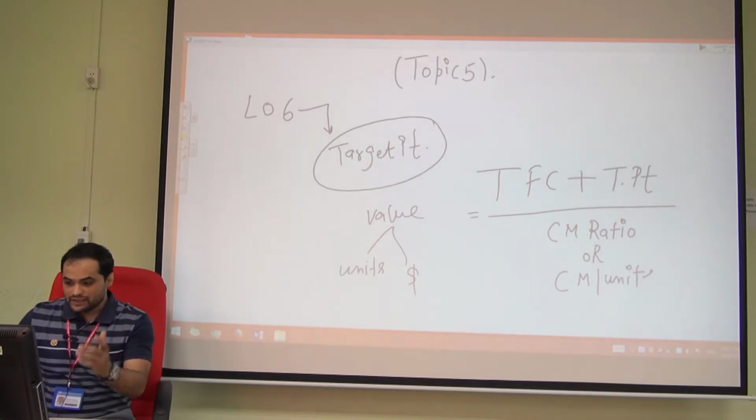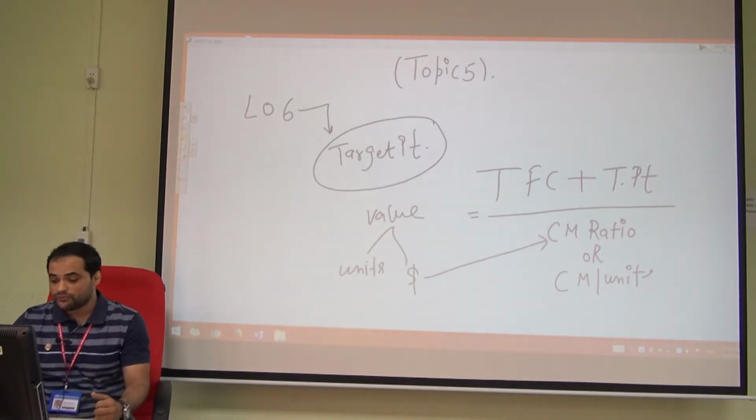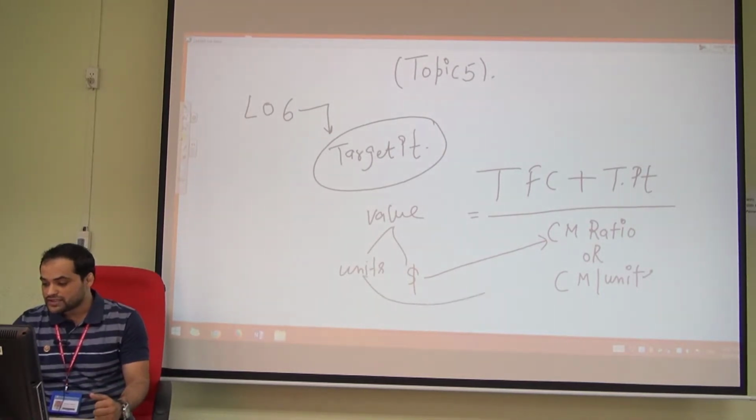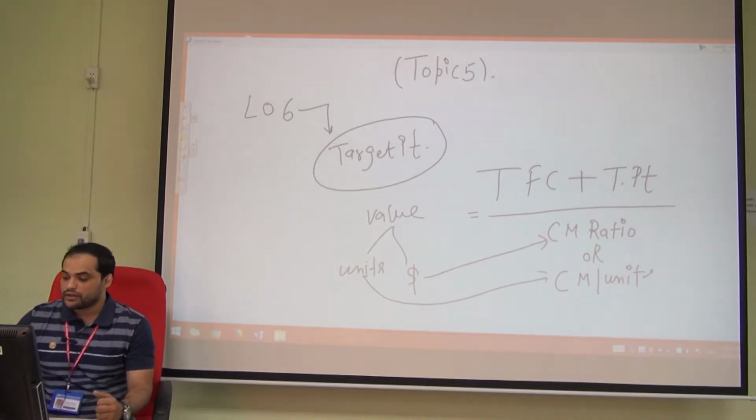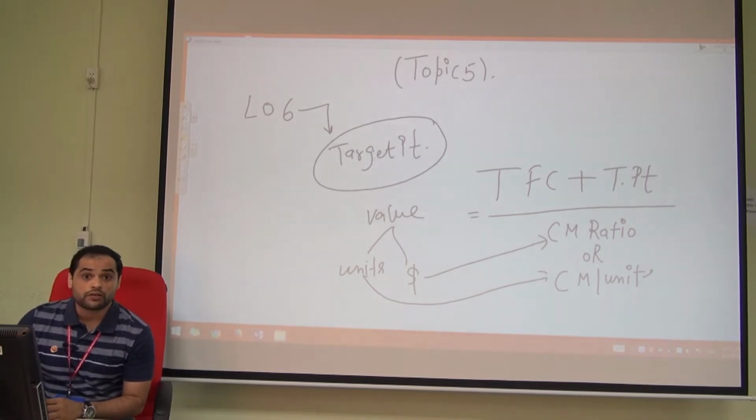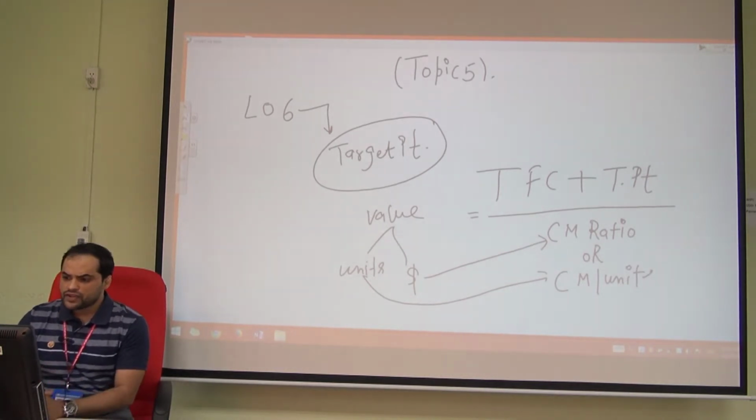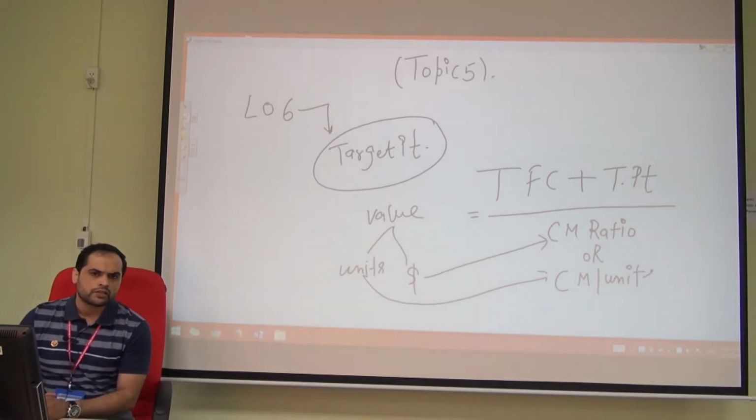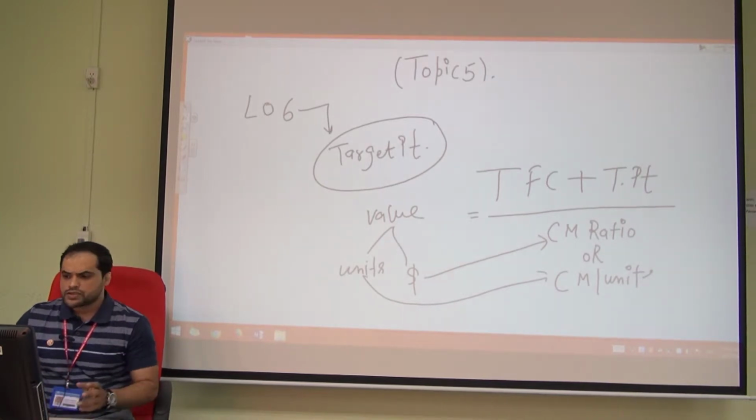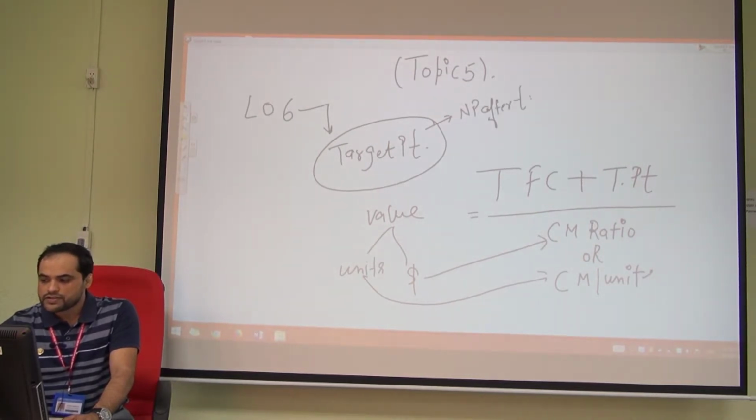Alright? So it depends. If you want your answer in dollars, then of course you use the contribution margin ratio, the same as in learning outcome 4. And if you want your answer in units, then you will divide by contribution margin per unit. Alright? So that's all about the target profit. But here the thing is, when we talk about the target net profit, it means the net profit after tax.